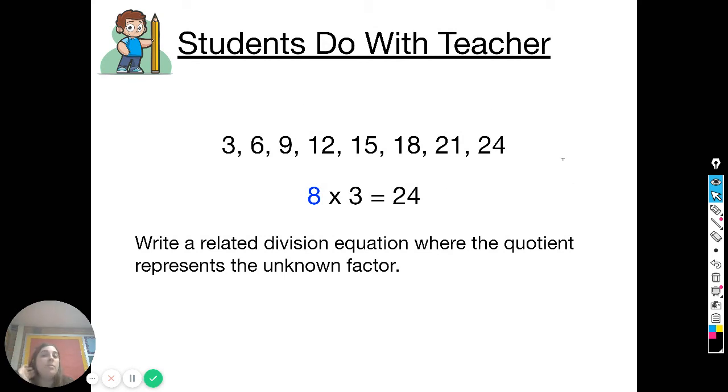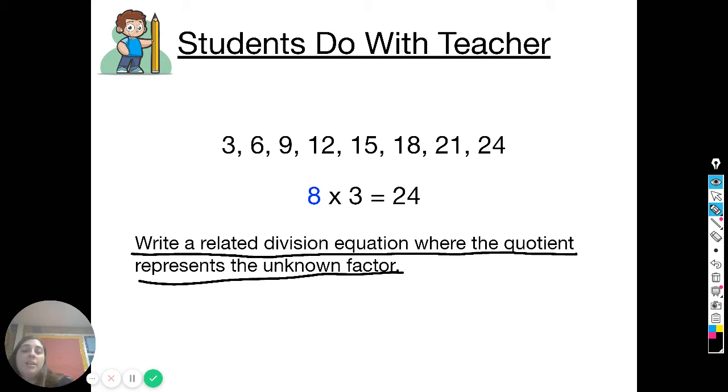So here's our skip count again, this time without the array picture. And here's the problem we solved. 8 times 3 equals 24, or 8 groups of 3 equals 24. Now it says, write a related division equation where the quotient represents the unknown factor. Okay, so quotient is answer. So we know that our answer goes at the end of our division equation. It wants the quotient to represent the unknown factor.